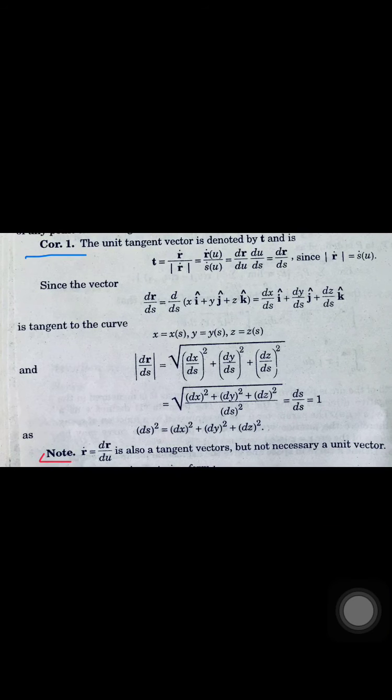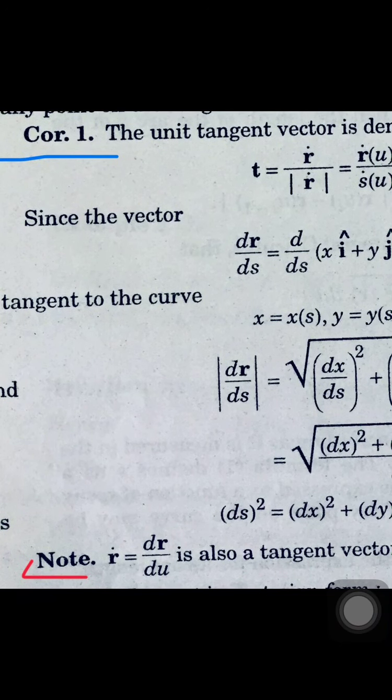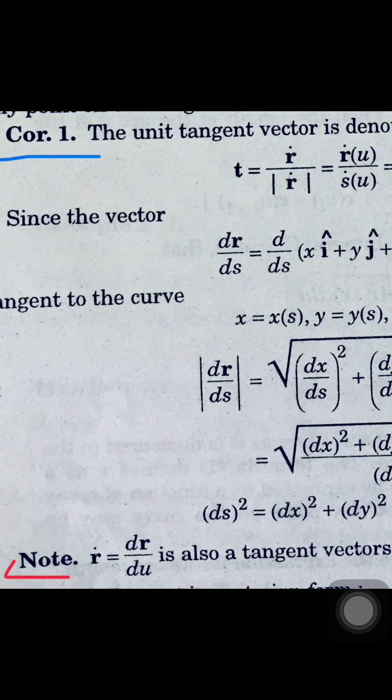Next we have some corollaries which we use in differential geometry. First corollary, the unit tangent vector. The word unit, you already know as in unit vector. If r cap is a unit vector, then it is the vector r upon the magnitude of r.